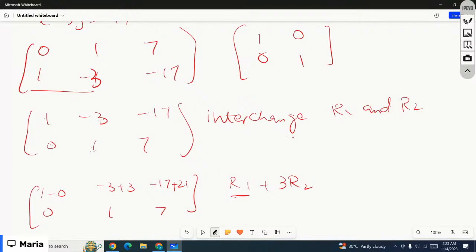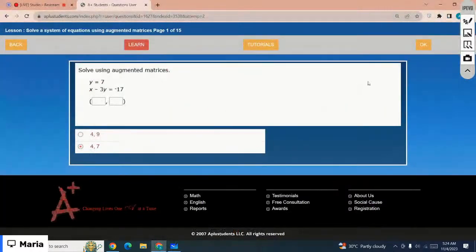The second row must be same, right? Because you're applying the operation on R1. So it will be 1 minus 0 is 1, 3 minus 3 is 0, and 21 minus 17 is 4. You have 0, 1, and 7. Okay, see, these two rows are 1, 0, 0, 1. That means the solution of the system of equation is 4 and 7. Got it? Option number 2 is the correct option, right?